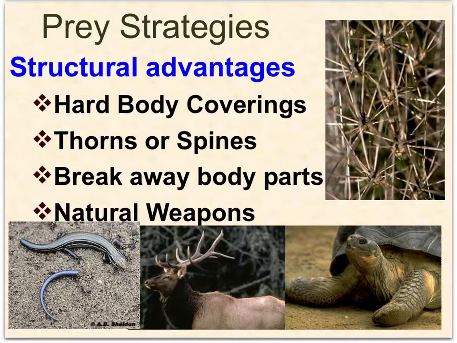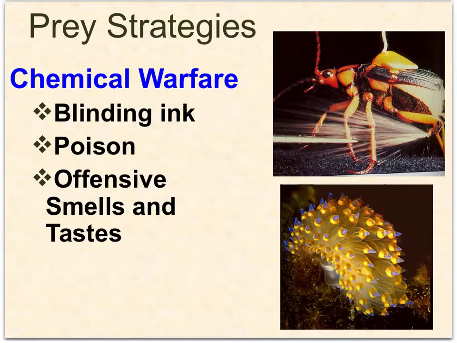Other prey strategies include structural advantages, like having hard body coverings like some insects or turtles, thorns or spines. They're able to break off body parts. And then they also have natural weaponry like antlers. Some, just like predators, also use chemical warfare like blinding ink, poison, offensive smells, and tastes.